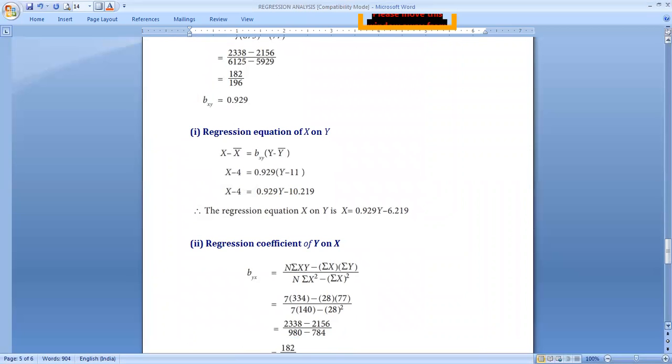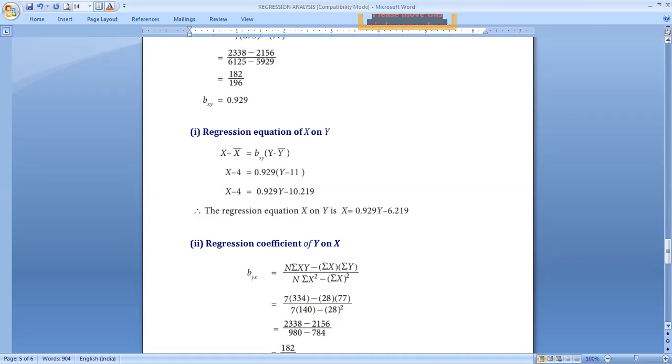Second, now we will find the regression coefficient of y on x. This is the second regression coefficient, known as the regression coefficient of y on x, and it is given by byx. It is equal to n into summation xy minus summation x into summation y, upon n into summation x square minus summation x whole square.